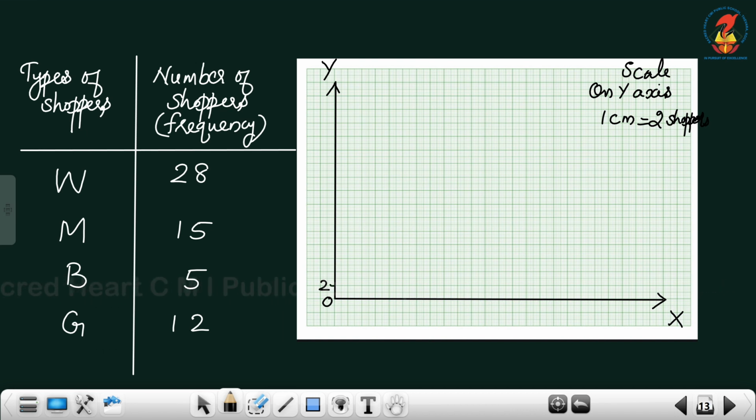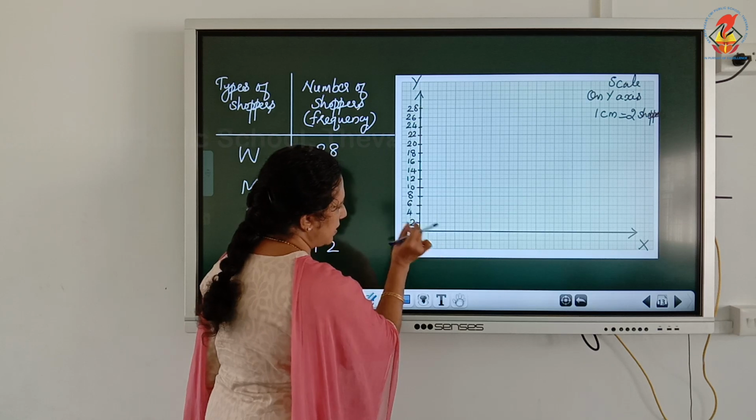Then you can mark 2, then 4. This 1 centimeter, 1 square box, that is 1 unit, we can take it as 2 shoppers. So 2, 4, 6, 8, 10, 12, 14, 16, 18, 20, 22, 24, 26 and 28. Then when you start drawing the bar graph, you have to leave the first square box. So this 1 centimeter you have to leave.